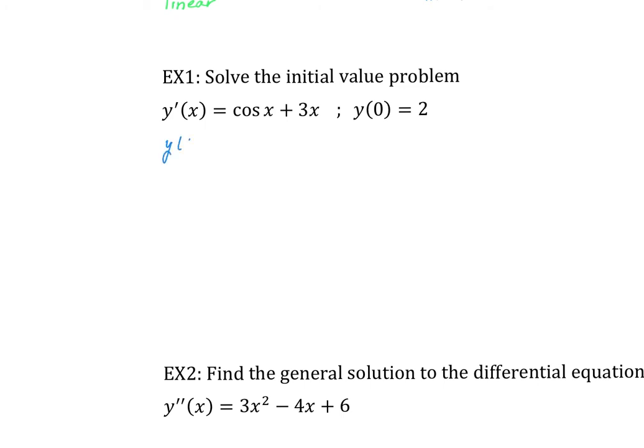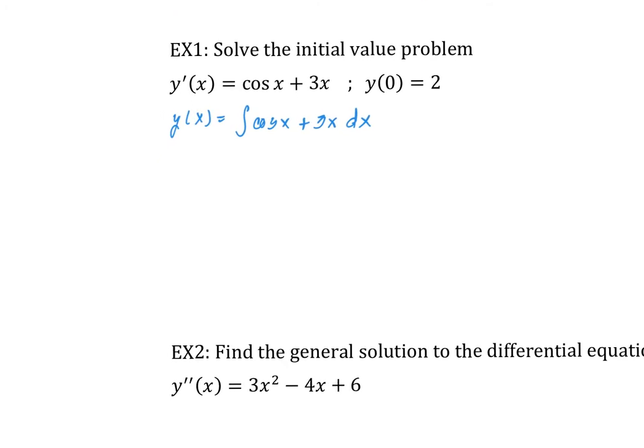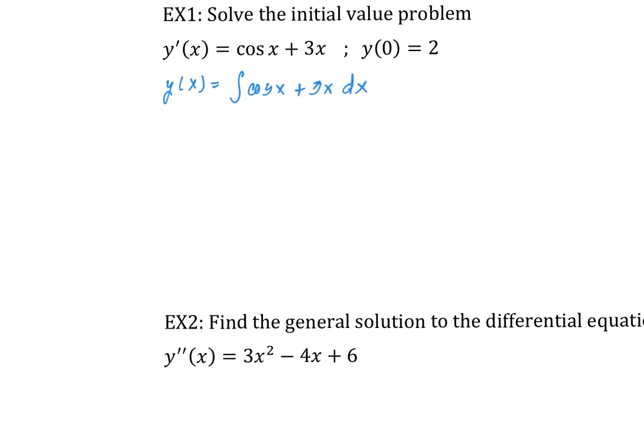So if I want to go back to the function y, I'm going to take the integral of cosine of x plus 3x dx. So this is simply going back to what we did in calculus 1. But now we have a name for it. These are called differential equations. The integral of cosine is going to be sine. And the integral of 3x is going to be 3x squared over 2. So plus 3x squared over 2. And then we have a constant c. That's actually a general solution.